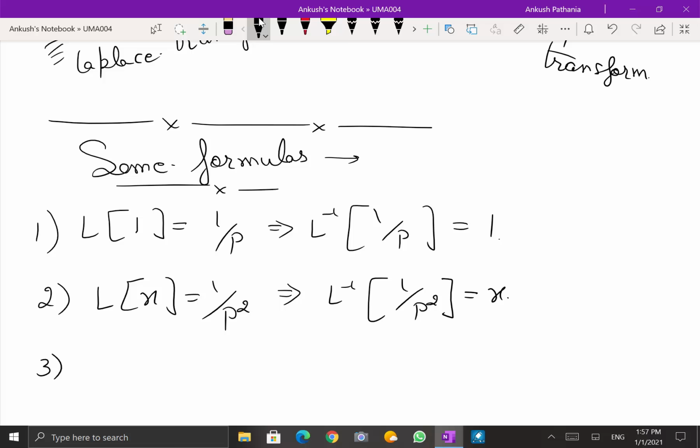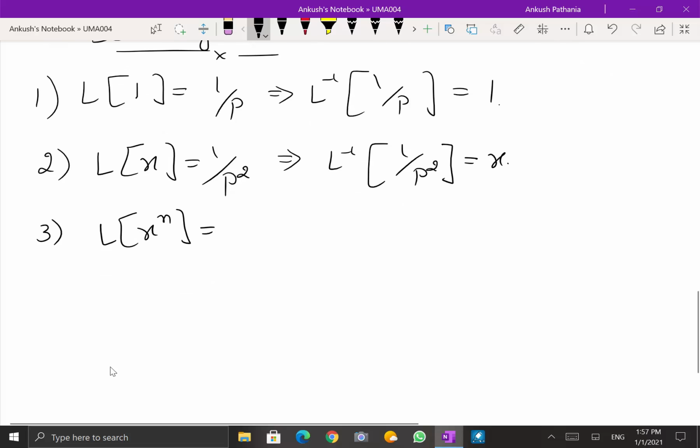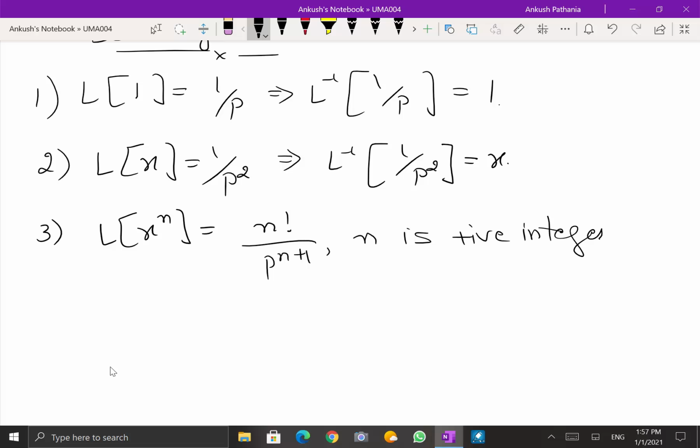Similarly, in general, Laplace of x raised to power n, we have done this, and we have the two forms. One is n factorial upon p raised to power n plus 1, where n is a positive integer, and the other form we did was gamma n plus 1 upon p raised to power n plus 1, where n is greater than minus 1 and n can be a real number. So we have the formula for this.